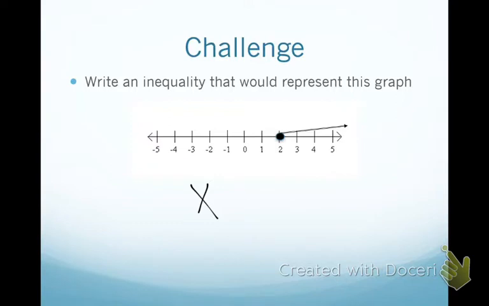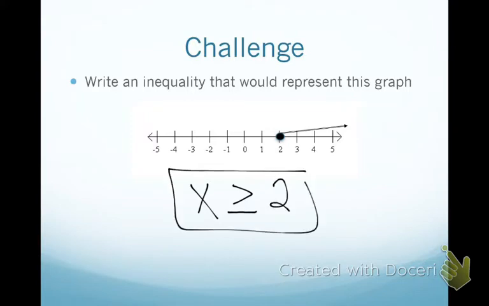All right. Well, we know because it's a closed dot that it's going to have the equal to bar. And we know because the arrow is going to the right that it's greater than or equal to. And we know because of the point that it's plotted on that our solution is 2. So x is greater than or equal to 2 would be how we would write that.